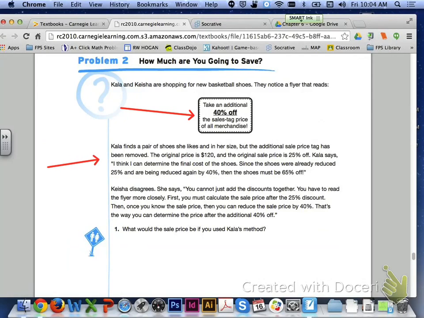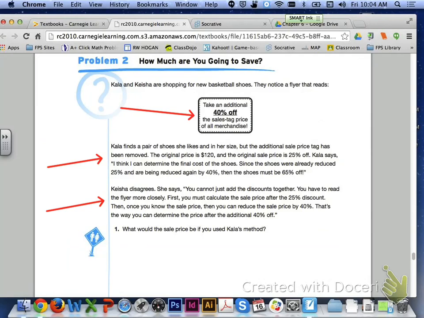So let's take a look at Kala. Kala finds a pair of shoes that she likes in her size, but the additional sale price tag has been removed. The original price is $120, and the original sale price is 25% off. So Kala says, I think I can determine the final cost of the shoes. Since the shoes were already reduced to 25% and are being reduced again by 40%, then the shoes must be 65% off.